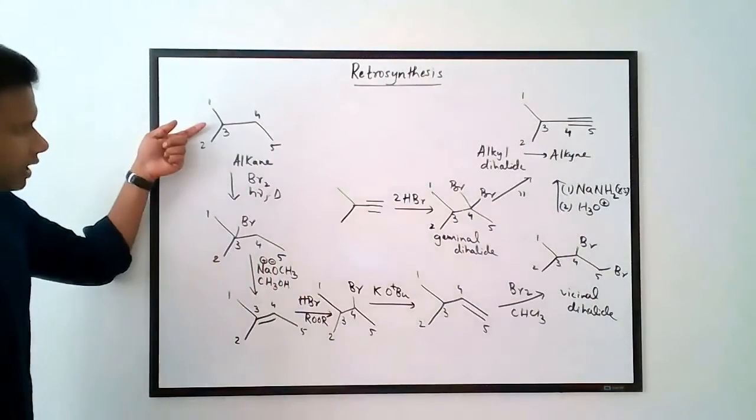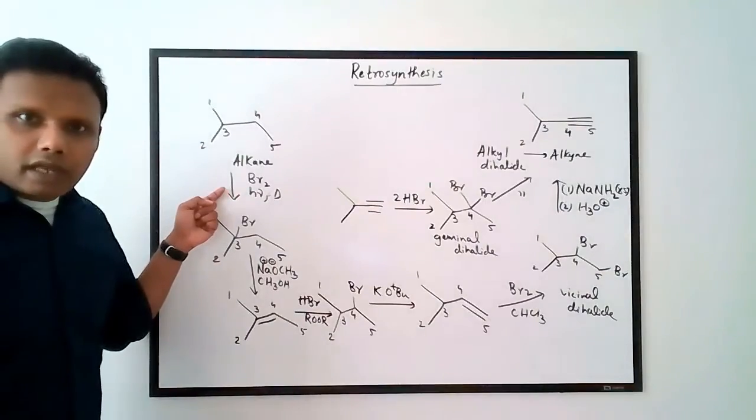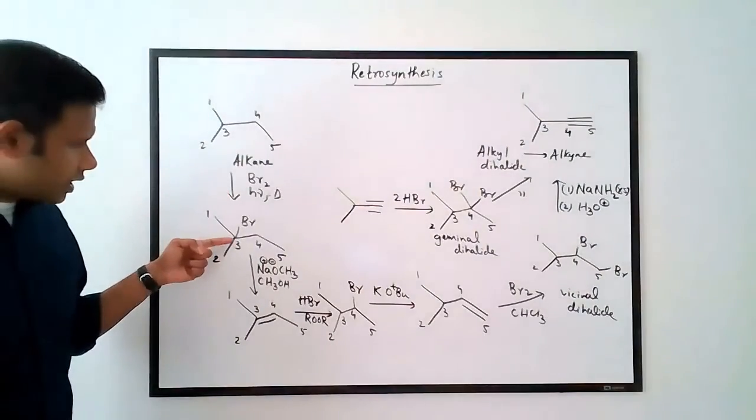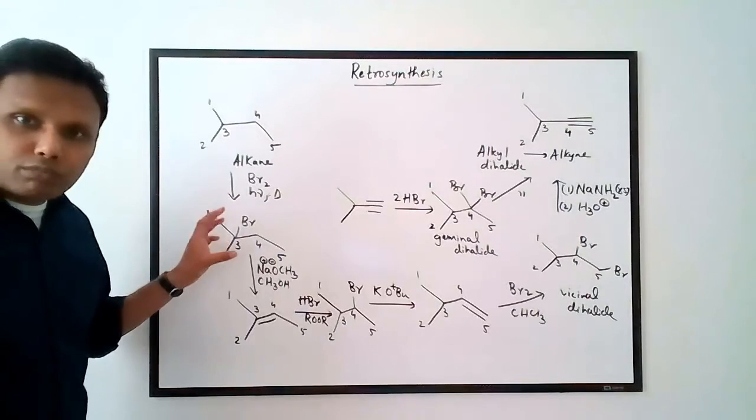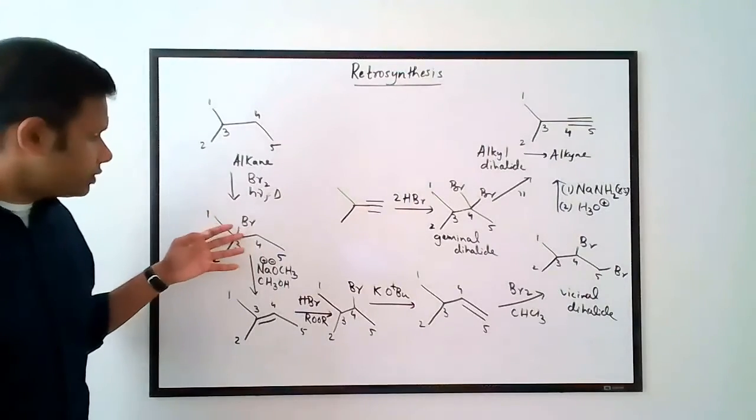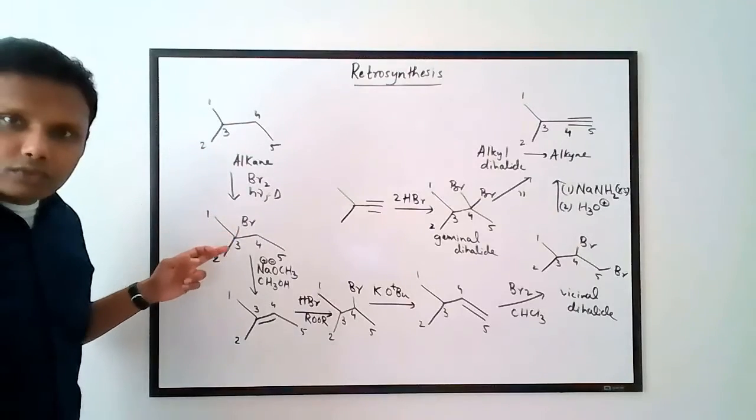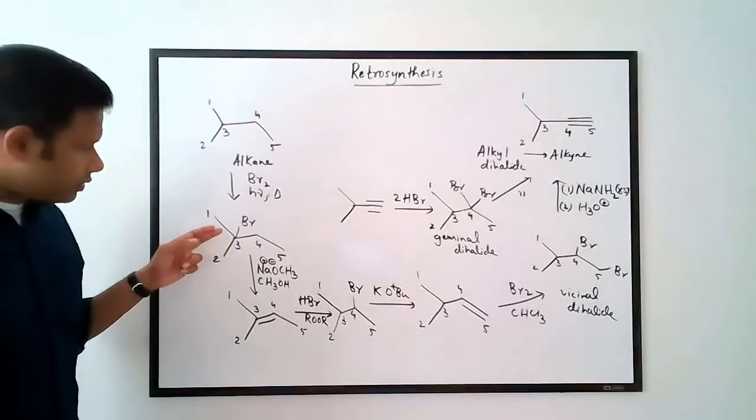So we start from the alkane, do a free radical halogenation, which gives us an alkyl halide. This is the major product that you're going to make here. Almost 99% of the product that you get is going to be this alkyl halide, the tertiary one.